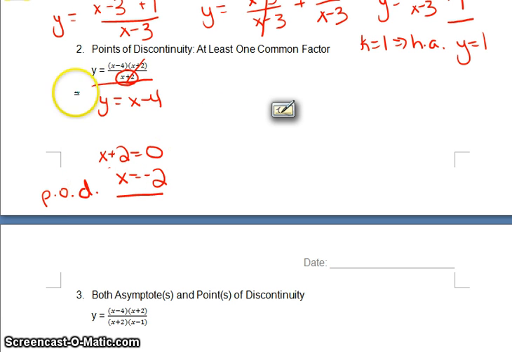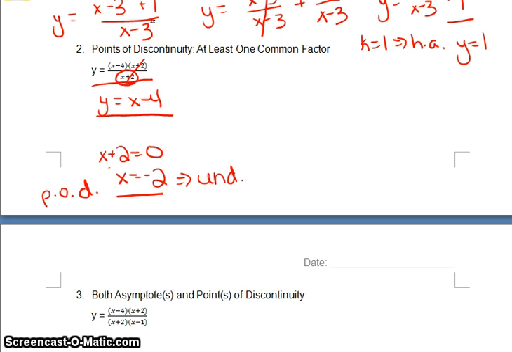If you try putting this into your graphing calculators, your graphing calculator may not show this hole, but if you open up the table of values and go to x is equal to negative 2, it should come up as undefined. Okay? So just as a pointer again, it'll act as this linear function y is equal to x minus 4, but it'll have that hole at x is equal to negative 2.